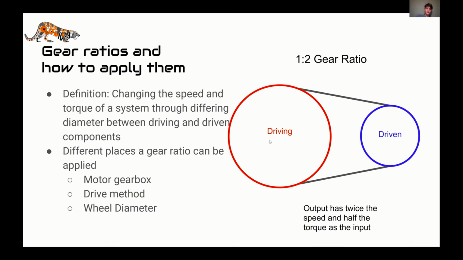And again, this can be accomplished through a whole bunch of different ways. And even when you're just direct driving a robot, you also still get a gear ratio from the size of your wheels, and that will be something that you'll have to take into account.